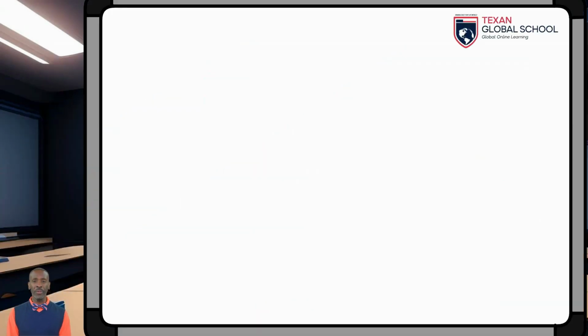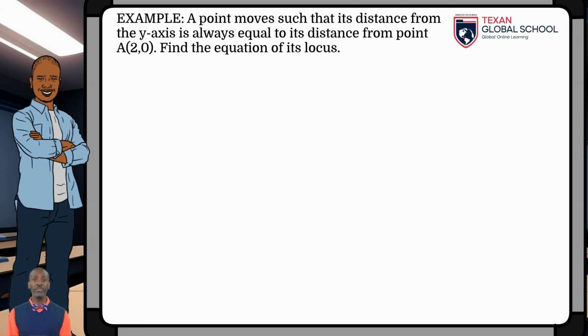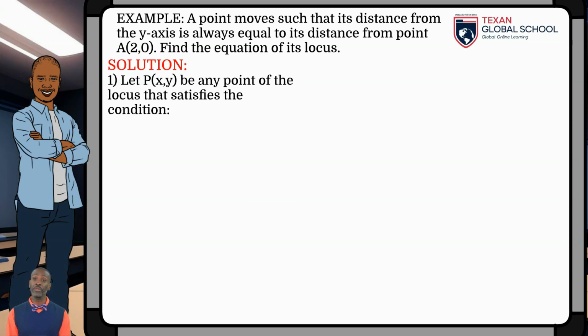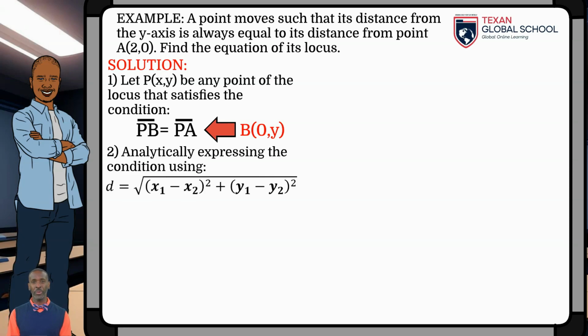In this last example, a point moves such that its distance from the y-axis is always equal to its distance from point A with coordinates 2, 0. First, define any point P with coordinates x, y of the locus. In this case, define a point B with 0, y coordinates, which represents the foot of the perpendicular of P to the y-axis. In this way, the distance PB must be equal to the distance of PA.